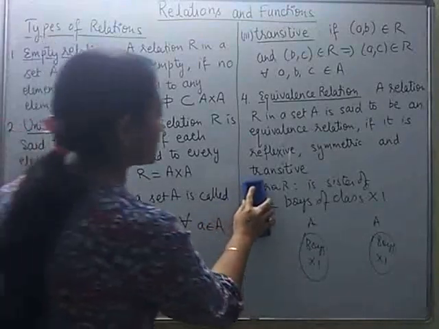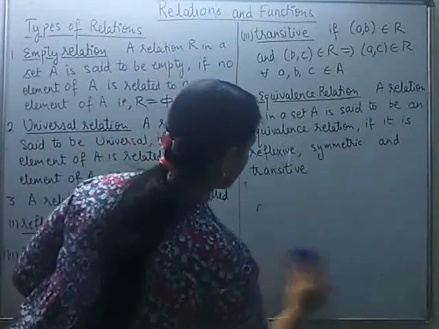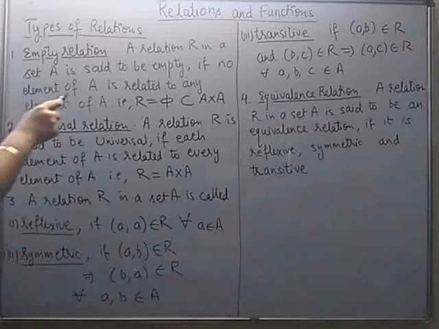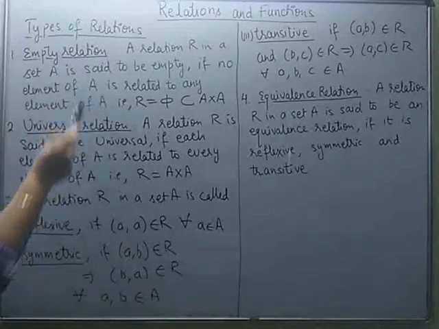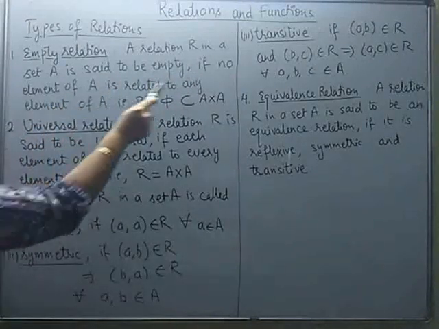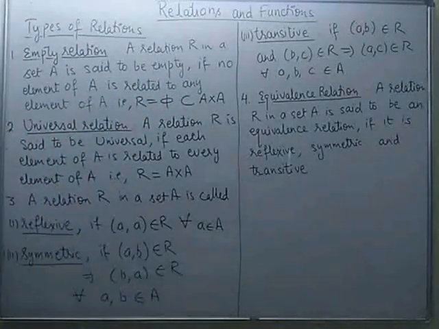So we can say that this relation is an empty relation because we could not establish the given relation between the elements of A with any elements of A. So you can see, as it says, if no element of A is related to any element of A, then R will be an empty relation or null relation, you can say. The next one is universal relation.